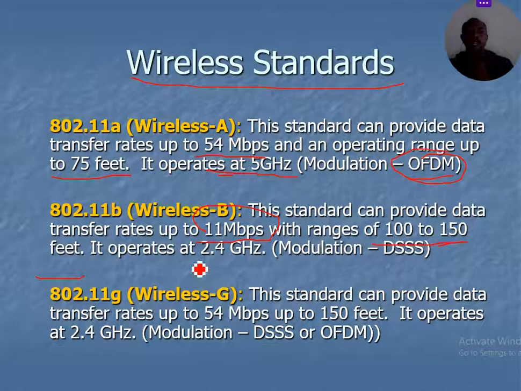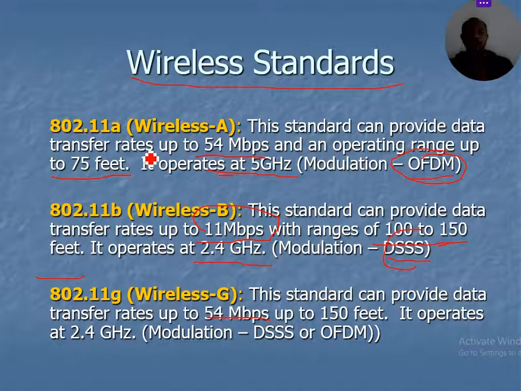It operates in the 2.4 gigahertz frequency bandwidth, and the modulation technique that is used before the data is transmitted is called DSSS, direct sequence spread spectrum. Okay, the 802.11b uses direct sequence spread spectrum for modulation. Now let's go to G. 802.11g is also called wireless G. This standard can provide a data transfer rate of up to 54.